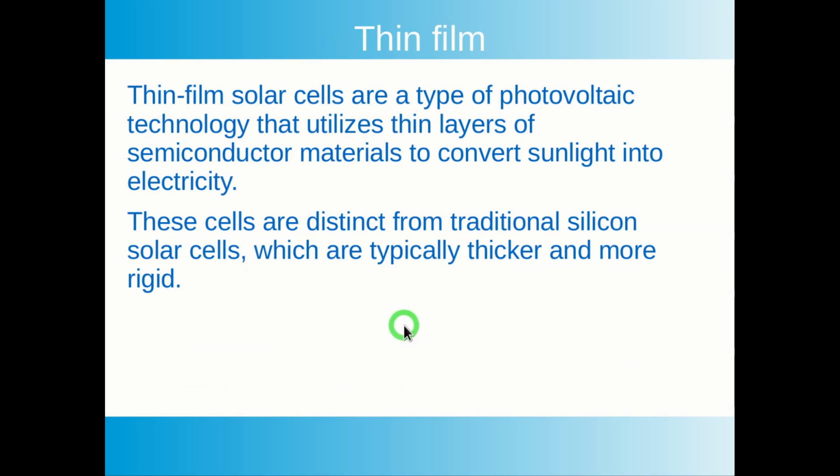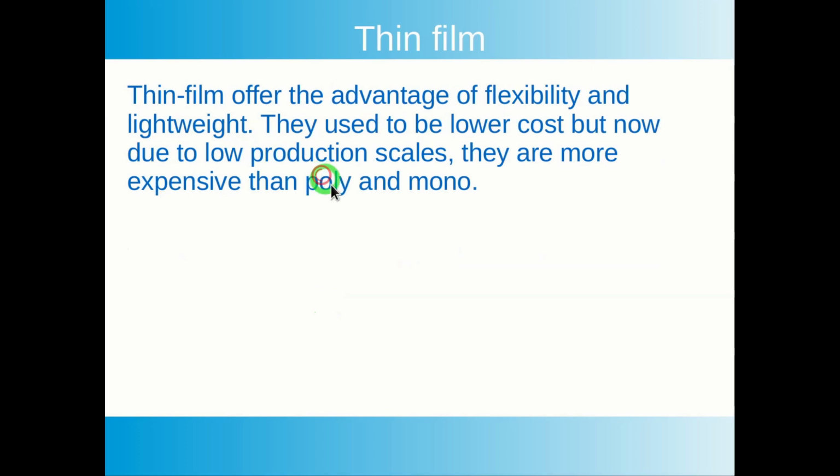Now we come to thin film solar cells. Thin film uses a thin layer of semiconductor material to convert the sunlight into electricity. They're different from silicon solar cells because silicon cells are thicker, more rigid, and in separate cells. Thin film is more like one layer over the whole glass sheet of the whole solar module.